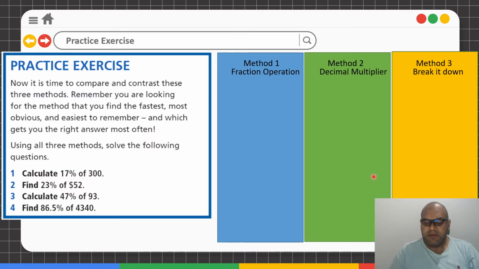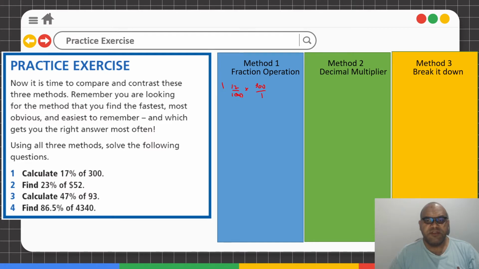And you solve. You write down. I'll just show an example over here, okay? I will solve the first one, but you're supposed to do it too. Step number 1, the first one, calculate 17% of 300. Then number 1 here is fraction operation: 17 over 100 times 300 over 1. Great. As you remember, when we multiply fractions, we can cross simplify.